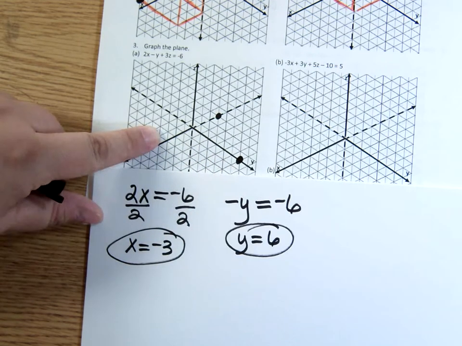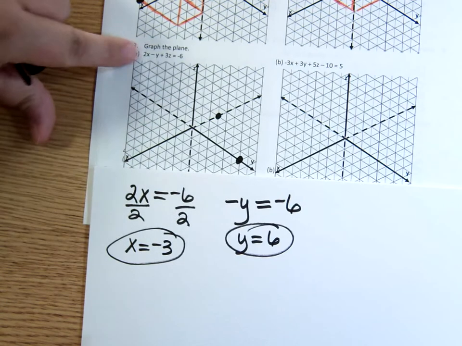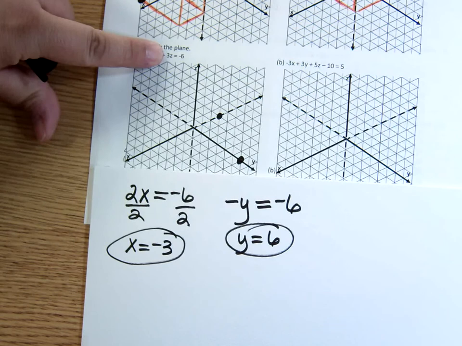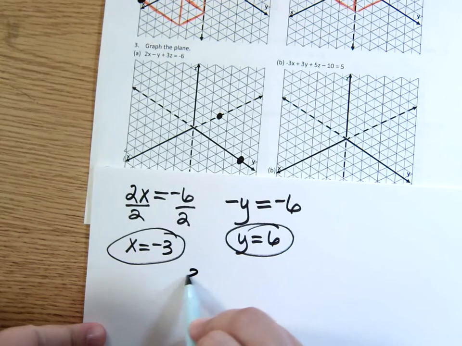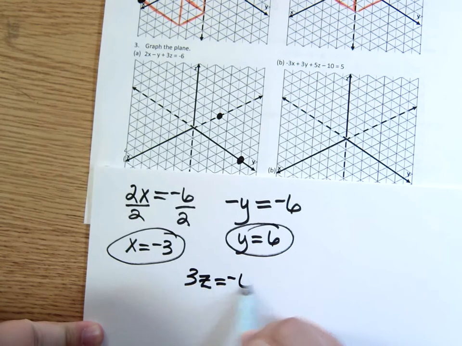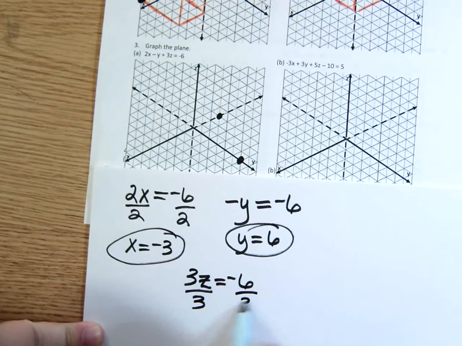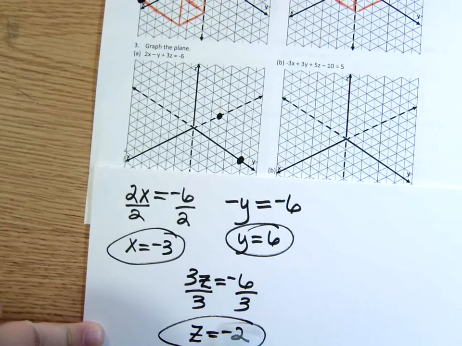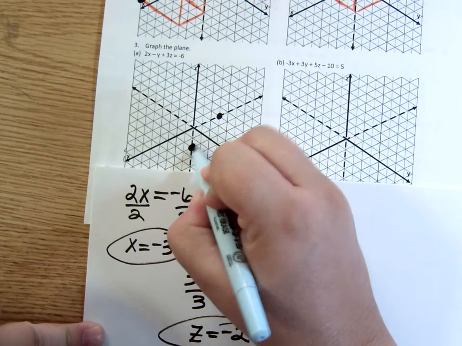So I'm going to go 1, 2, 3, 4, 5, 6 on the positive y-axis and make a dot. And finally, when I plug in 0 for x and y, these both go away and I have 3z equals -6. This is finding the z-intercept, which means where my graph crosses the z-axis.